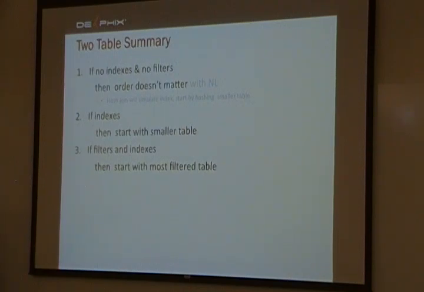So, 2-table summary. If there are no indexes and no filters, then the order doesn't really matter, unless you're hash joining. If there are indexes, we want to start with the smaller table. But usually we have filters. And in the case of filters, we don't care what the size of the table is. We care about how many rows are returned after we apply the filter.